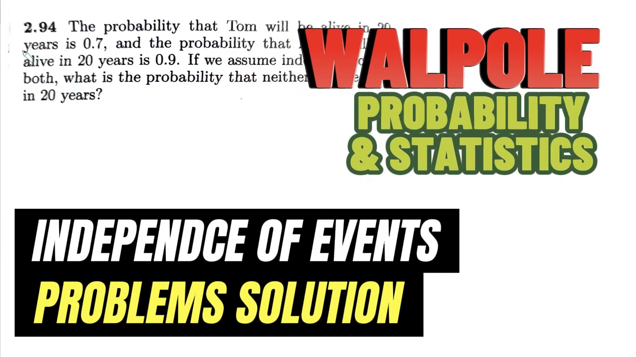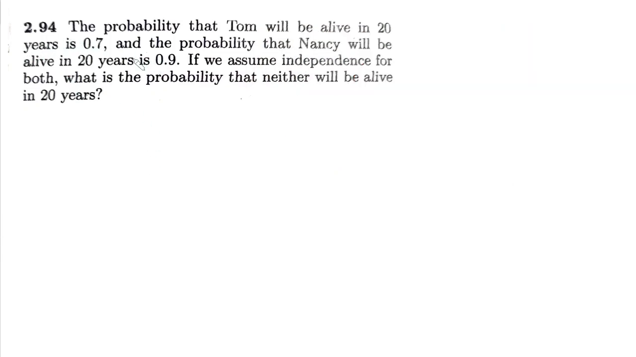Hello guys, this is question 2.94 of the 8th edition of our book. The probability that Tom will be alive in 20 years is 0.7 and the probability that Nancy will be alive in 20 years is 0.9.